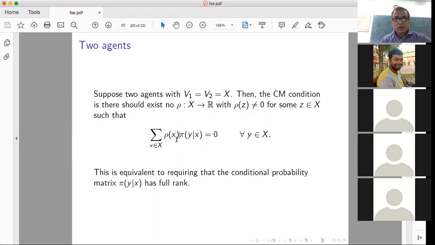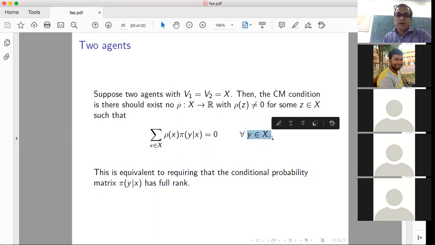This should be the other way, right? So this should be phi(x given y). I'm sorry. So y is the type of agent 1. The conditional probability that agent 2 has type x is phi(x given y) times rho(x), and the summation of this will define one equation for type y.